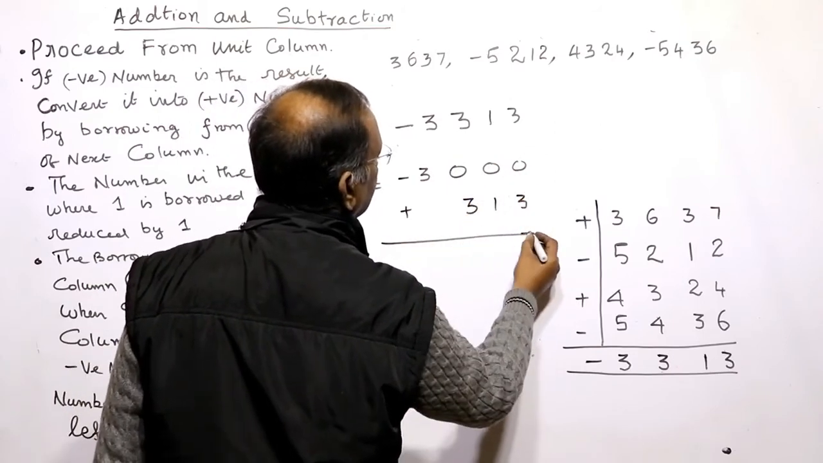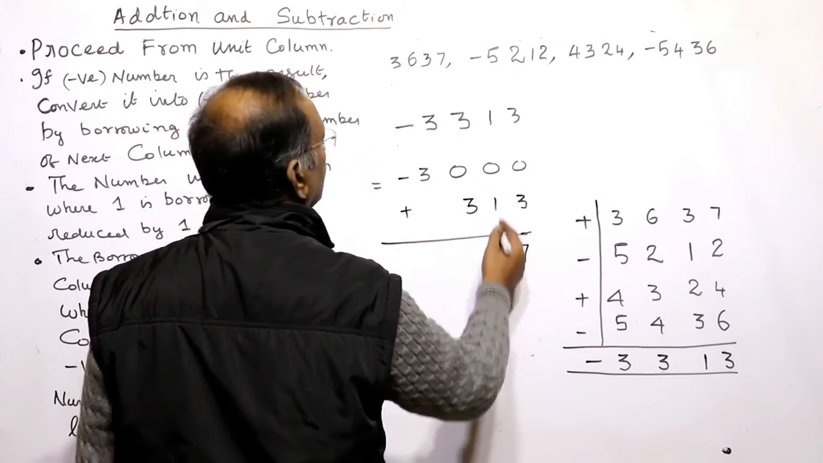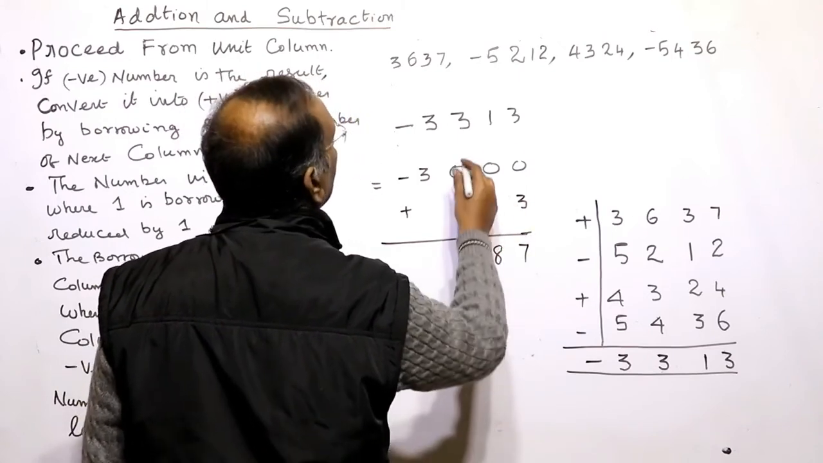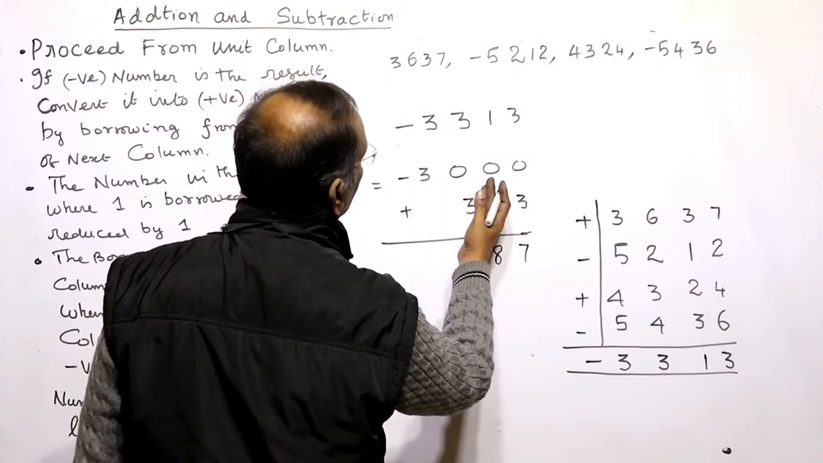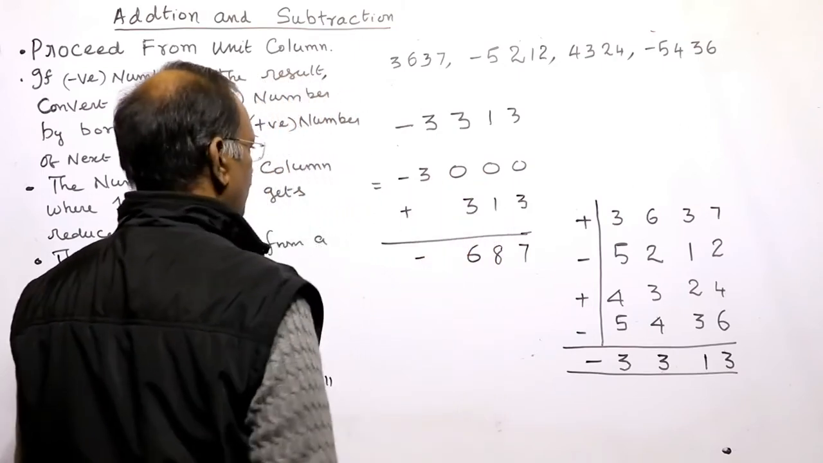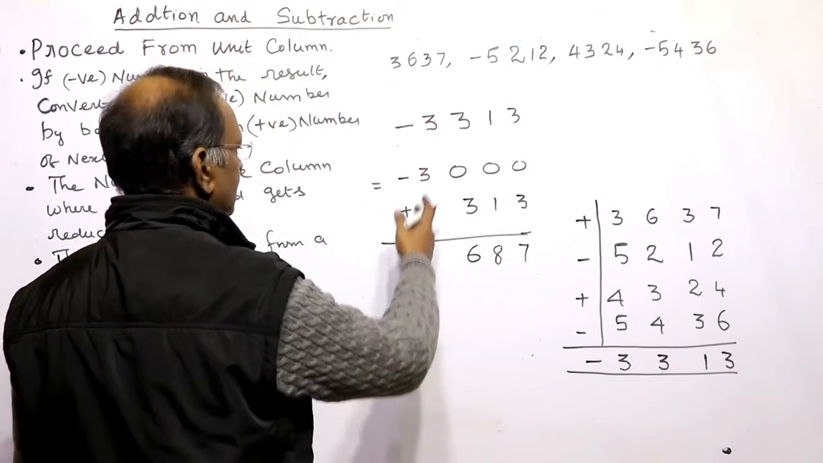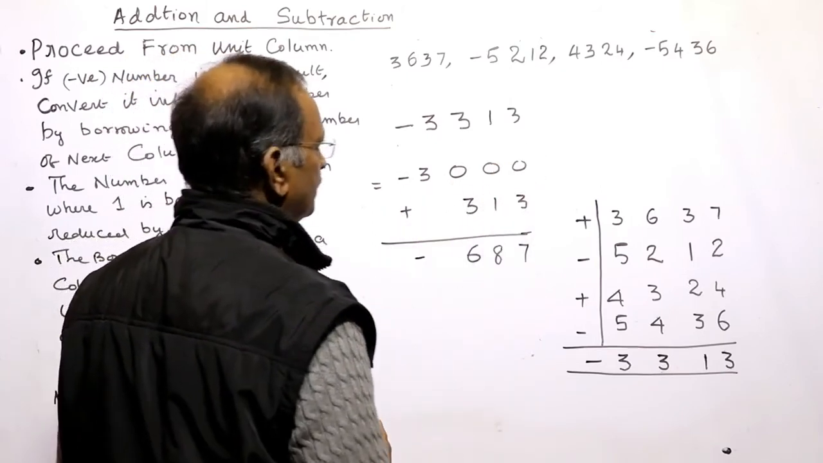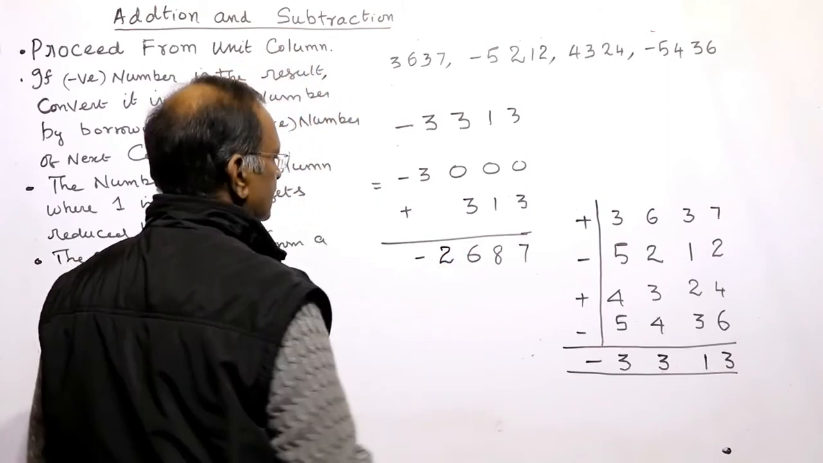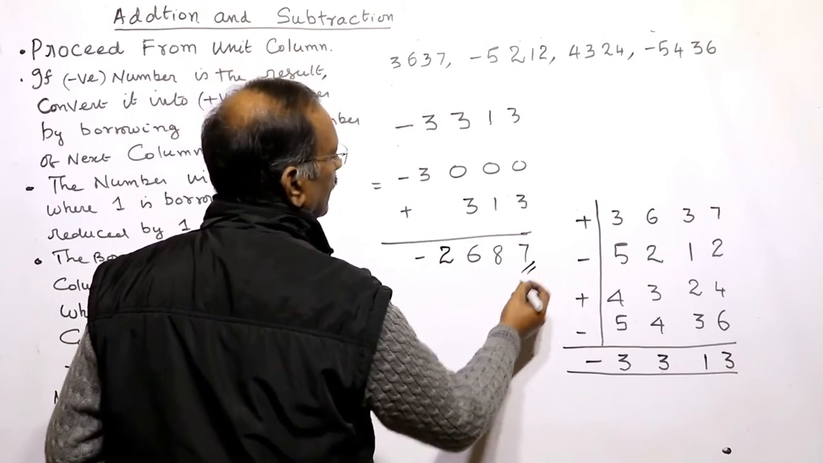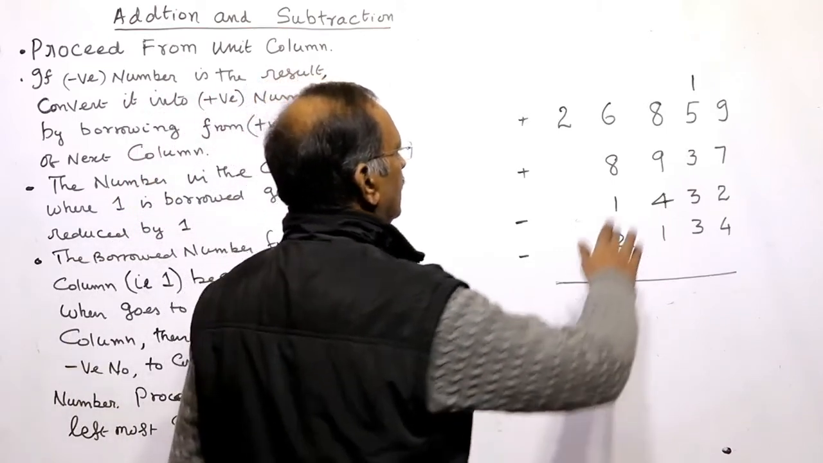And this is 10 minus 3 is equal to 7. And 9 minus 1 is equal to 8. And 9 minus 3 is equal to 6. And when it becomes 6, we borrow one digit from here. When we borrow, we have to simply add this number. When you add this, 313 minus 3000 is equal to minus 2687. This is another example.